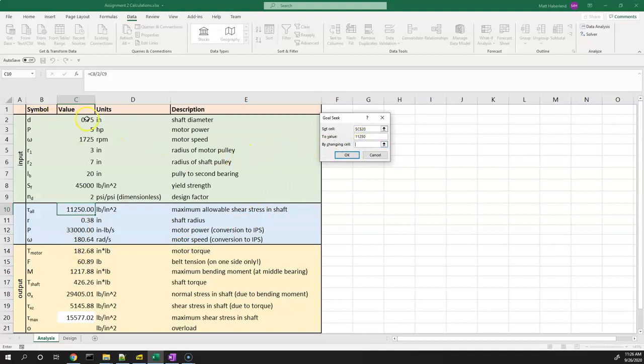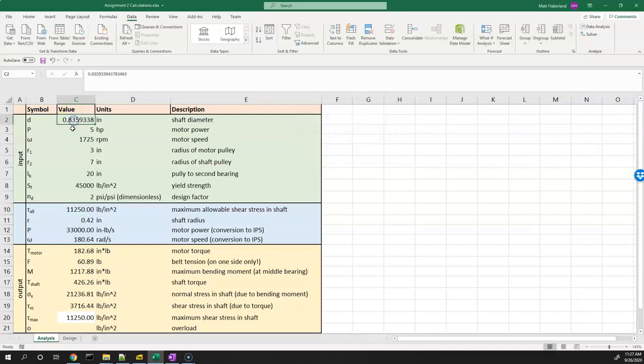What cell am I allowed to change? The diameter of the shaft. We say OK. And it changes numbers for a while and ends up finding a solution. Now sometimes there might be a small amount of error in the solution, and that's okay. It can't always get the exact answer, but it gets pretty close. So we say OK. Great, I have found the shaft diameter that is required in order to make the maximum shear stress in my shaft equal the maximum that it's allowed to be, which is the yield strength divided by 2 and then divided by our factor of safety.